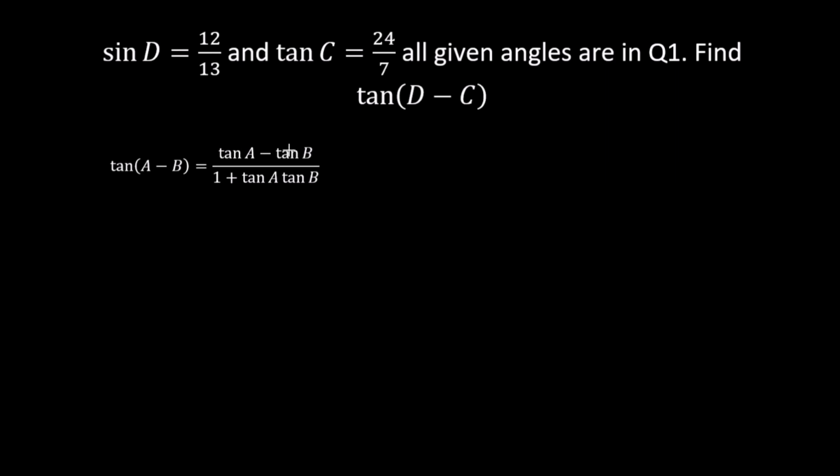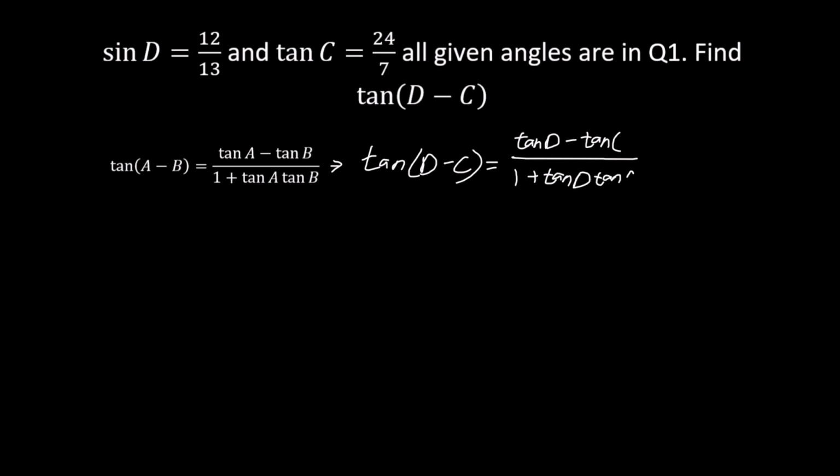So again, we're going to need to plug things in. So I'm going to rewrite this tangent of a minus b using the values that are given. So the tangent of, excuse me, that shouldn't say equal. This turns into the tangent of d minus c, which is equivalent to the tangent of d minus the tangent of c over 1 plus tangent of d times the tangent of c. So now we've just got to find those values.